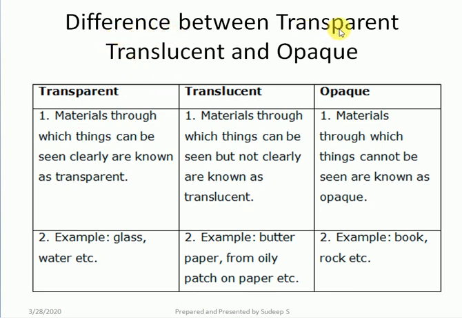Difference between transparent, translucent, and opaque object. Materials through which things can be seen clearly are known as transparent. Example: glass, water. Materials through which things can be seen but not clearly are known as translucent. Example: butter paper, oily patch on paper. Materials through which things cannot be seen are known as opaque. Example: book, rock.